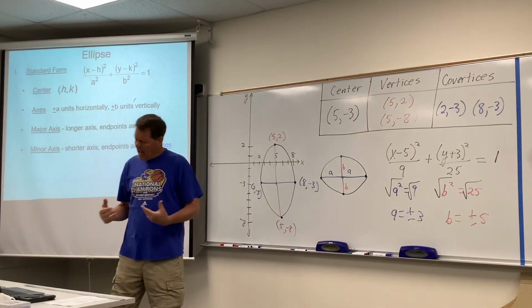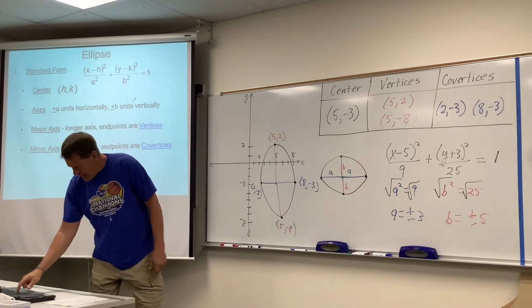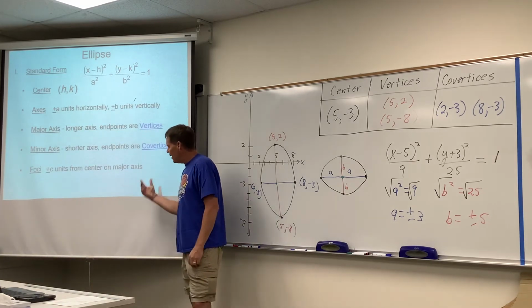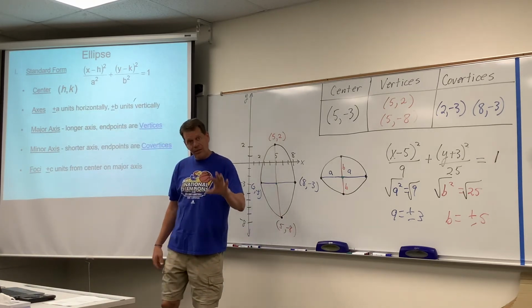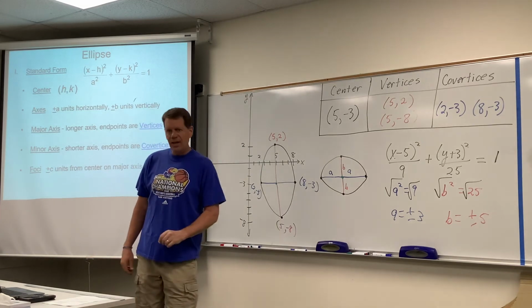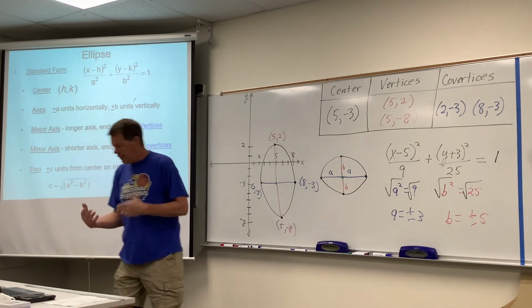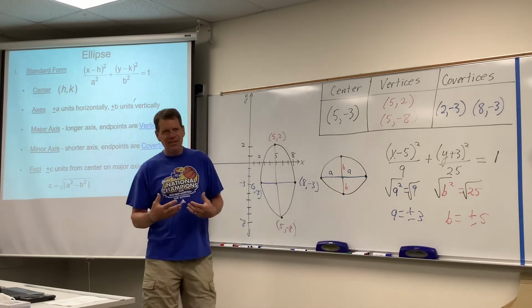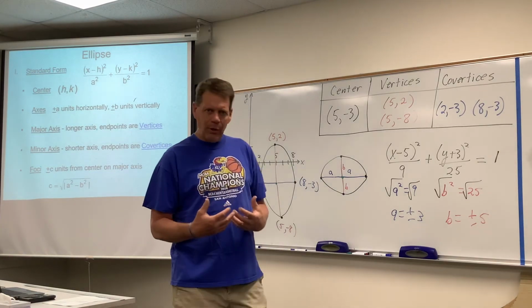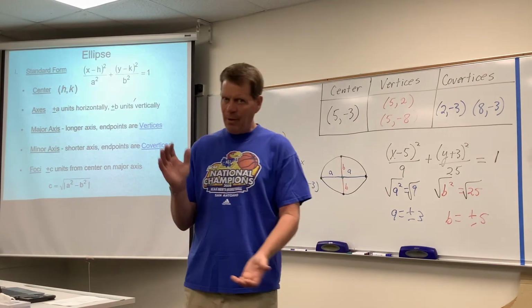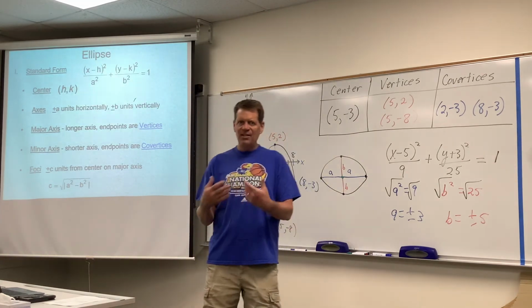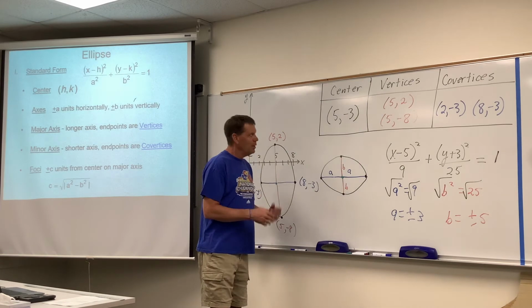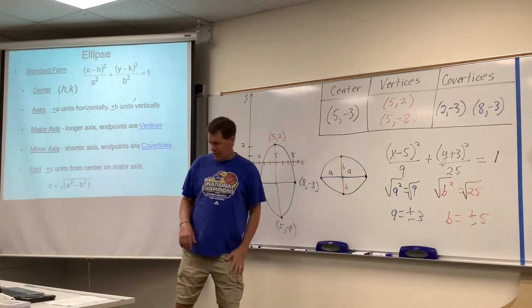We could talk a lot about more stuff. I could ask you to identify what are called the foci. I have decided not to, so don't worry about foci. There is a formula for finding them. Time is of the essence. It's not necessarily required. It would be awesome to talk about foci, but I've made the executive decision not to worry about them. So center, vertices, co-vertices.